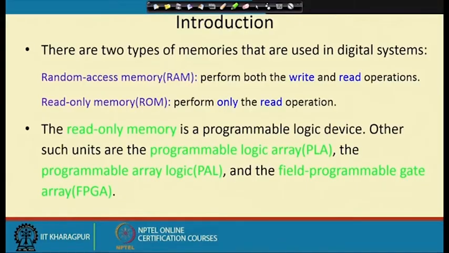The basic difference between a RAM and a ROM is that in case of RAM you can do both write and read operations. Either you can modify the content of a location in the RAM, or you can read the content of a location in the RAM. Whereas for read only memory, you can only do the read operation.